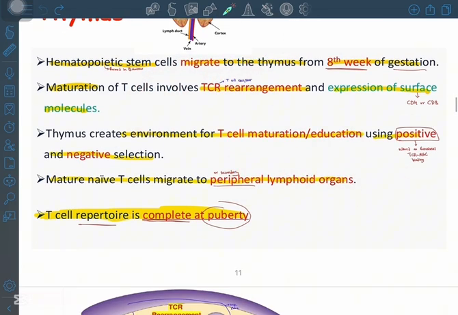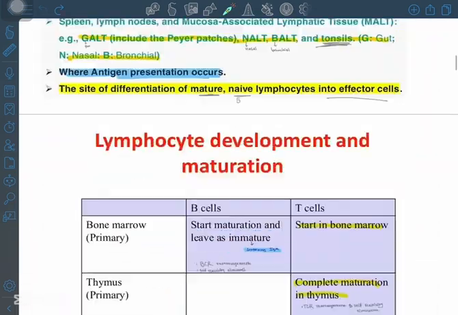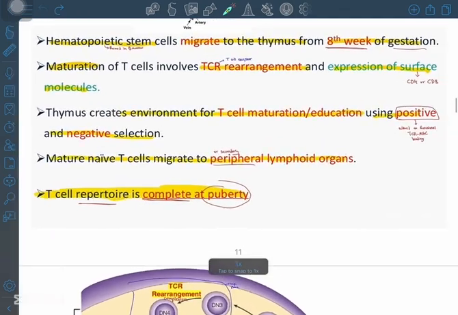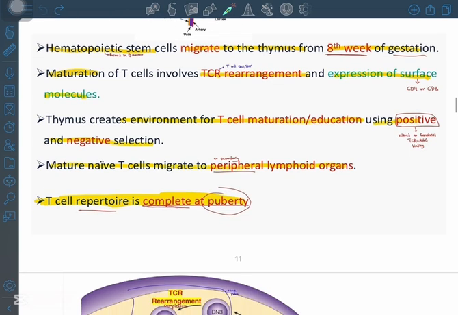Okay? Now, the thymus creates an environment for T cell maturation or education using positive and negative selection. And mature naive T cells migrate later on to peripheral lymphoid organs. So what I'm discussing here is what I just said here. But the only difference is that after the mature naive T cells finish their maturation in the thymus, they're going to go to the peripheral, or we say the secondary lymphoid organs, to complete their education. We don't want them to be naive anymore. And the T cell repertoire is complete at puberty.